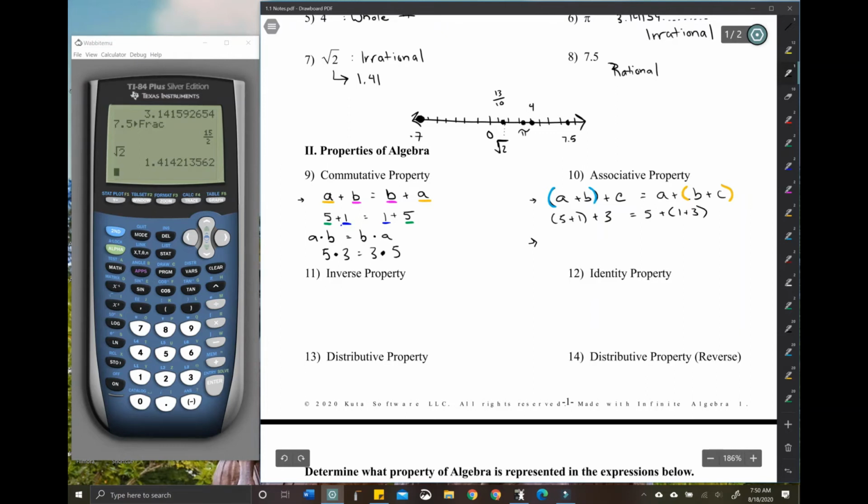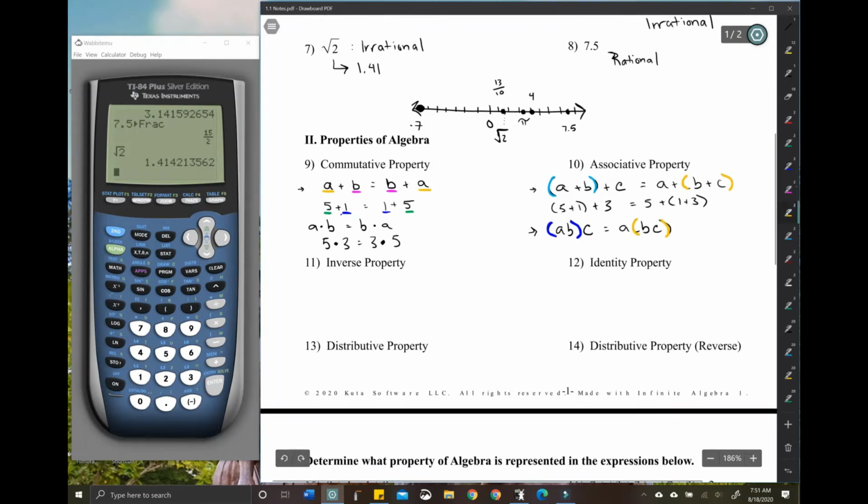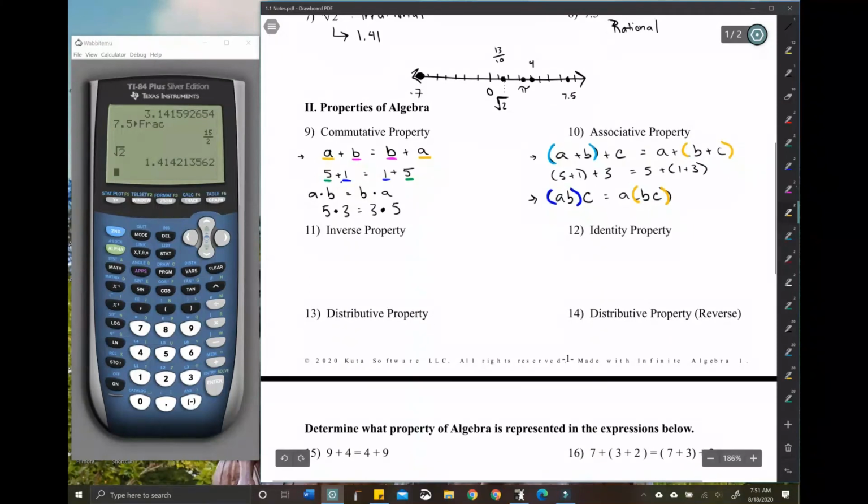This again works for multiplication. So AB times C is equal to A times B times C. So notice here the parentheses are around different numbers. That is what is changing, okay? Because it can get confusing when we combine some of these properties.